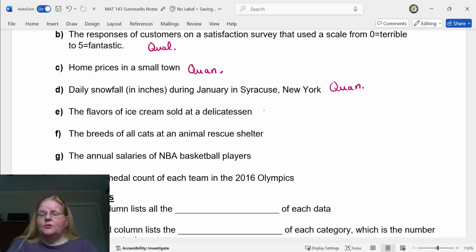Flavors of ice cream sold in a delicatessen. That's qualitative. Breeds of all cats at an animal rescue shelter. Breeds are the kind of cats. Those are in letters. That's qualitative. The annual salaries of NBA basketball players. They make some money. Money is numbers. Quantitative. Gold medal count of each team in the 2016 Olympics. It's a count. That's a number. Quantitative.